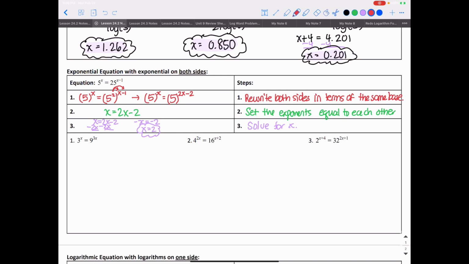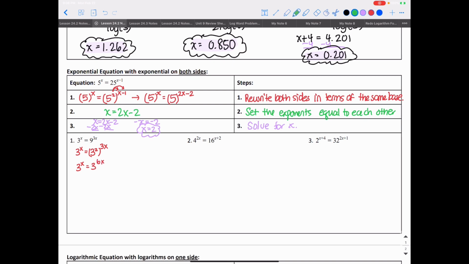So for the first one, I'm going to rewrite both sides in terms of the same base. I want to tell what base 3 and 9 share in common, and that base is 3. So I'm going to leave the left-hand side alone, 3 to the x power, and on the right-hand side, I'm going to rewrite 9 as 3 to the second power, that's being raised to the 3x power. I know if I have a power to a power, I multiply the two powers together to simplify. So I'll have 3 to the x power is equal to 3 to the 6x power.